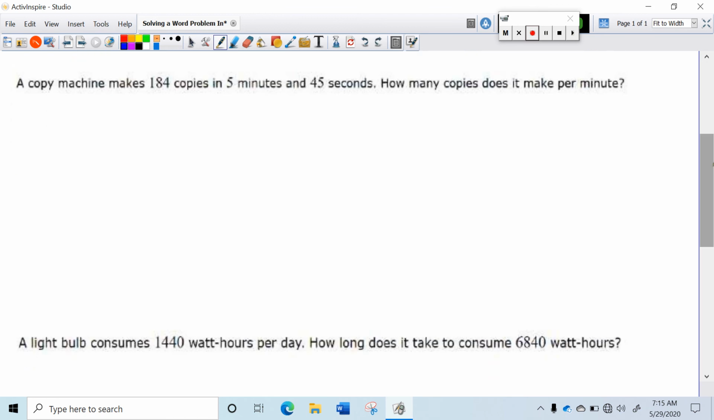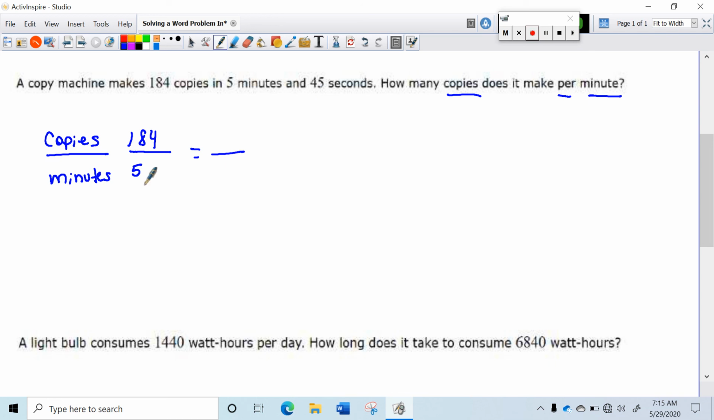A copy machine makes 184 copies in 5 minutes and 45 seconds. How many copies does it make per minute? So again, I'm going to go to the word problem to figure out how I want to set this up. So I've got copies in the numerator and minute in the denominator. So I set up my proportion and go through the problem again. 184 copies. Copies is going on top.